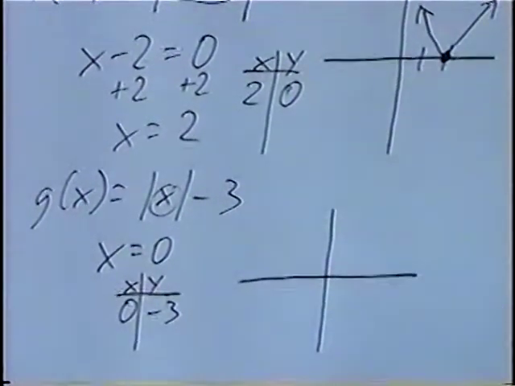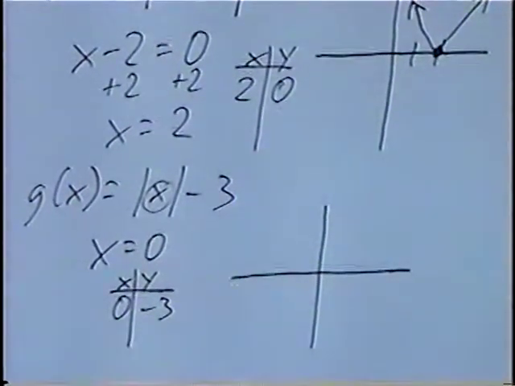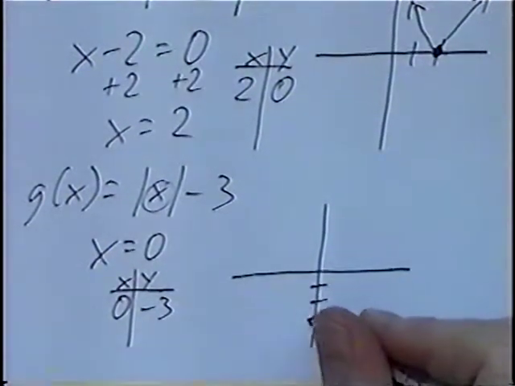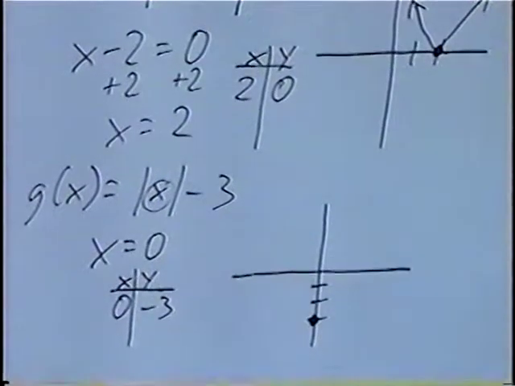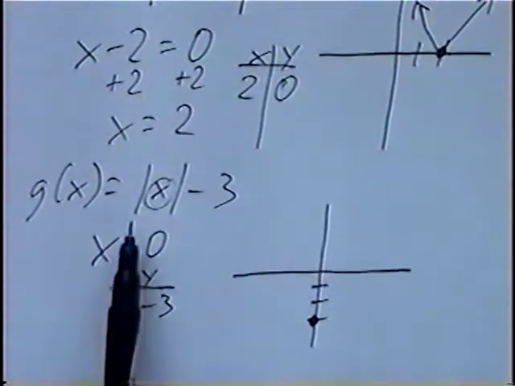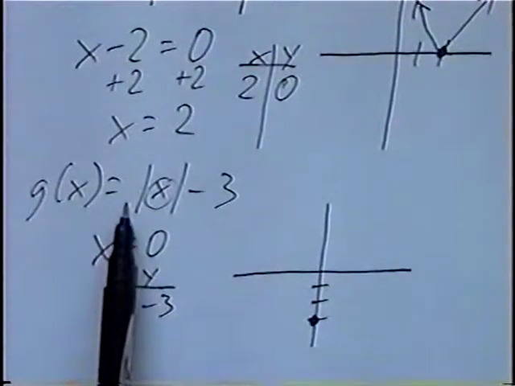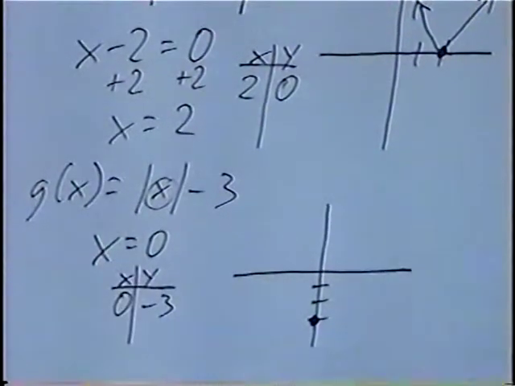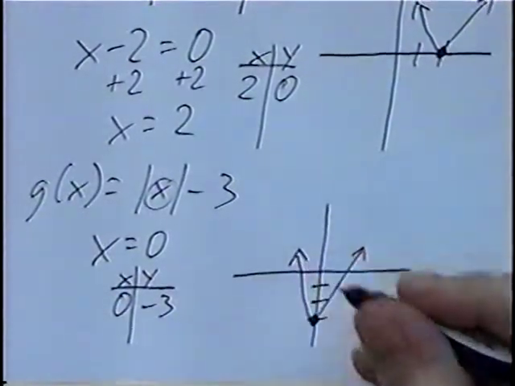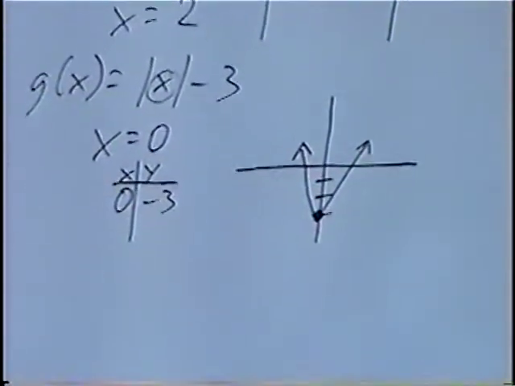Drawing the xy axis, we can graph just the single point, 0, negative 3. Again, to determine which way the absolute value opens, look at the number in front of the absolute value sign. If it's positive, in this case positive 1, the absolute value would open up. And that would be the graph for the function.